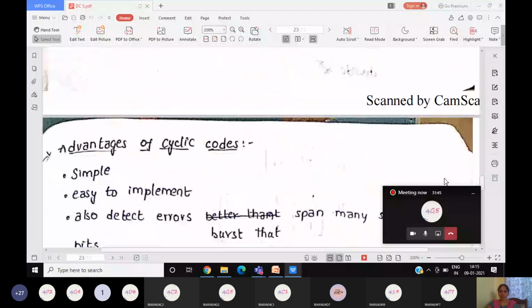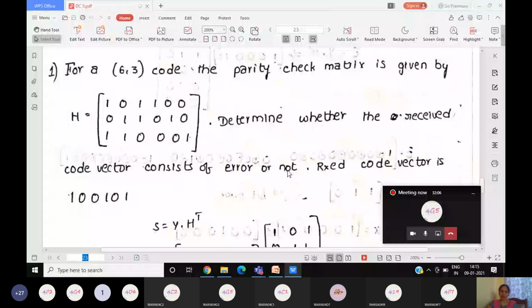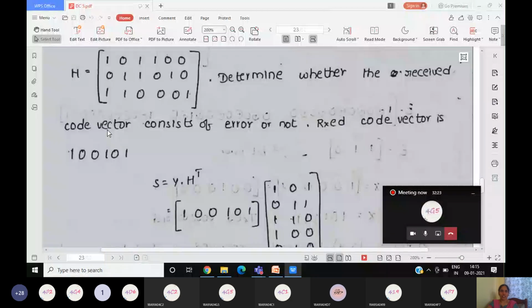For a 6,3 code, the parity check matrix is given. Determine whether the received code vector contains an error or not. The received code vector Y is given to you, and they are asking whether there is an error or not. So you need to calculate Y into H transpose. Multiply this with H transpose and take the product. Here you obtained 0, and here also you obtained 0. So it doesn't contain any error.